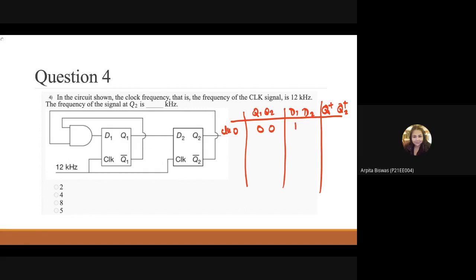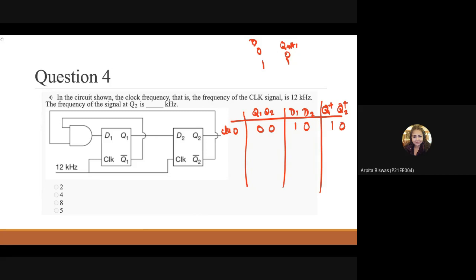Okay, and what is the value of D2? See, D2 is coming directly from Q1. Then what is the value of D2 if Q1 and Q2 are 0, 0? D2 is 0. Okay. And for the D flip-flop, if the input is 0, then what is the next state output? 0. And if it is 1, then what is the next state output? 1. Yes, good. So if D1 is 1 and D2 is 0, then what is the value of Q1 plus and Q2 plus? 1, 0. So it is the next state.